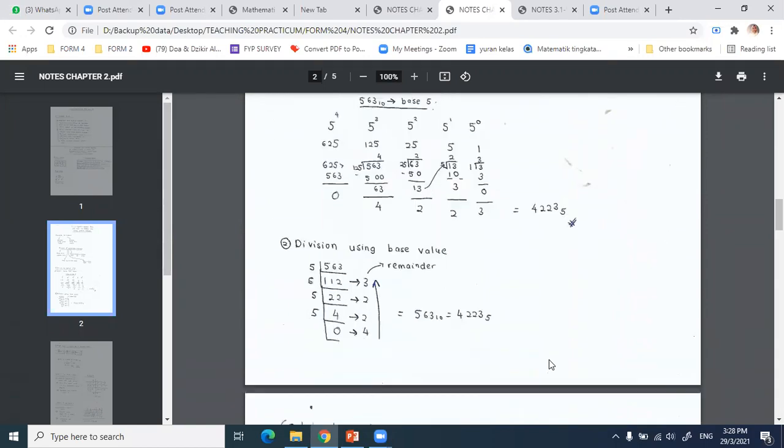And this is another way, which is we divide the number repeatedly with 5 until we get 0. Okay, these are the remainders. So the answer is we read from below to above: 4, 2, 2, 3, base 5. If we want to convert it to base 8, then we have to divide it with 8. If we want to convert it to base 9, we have to divide this with 9.